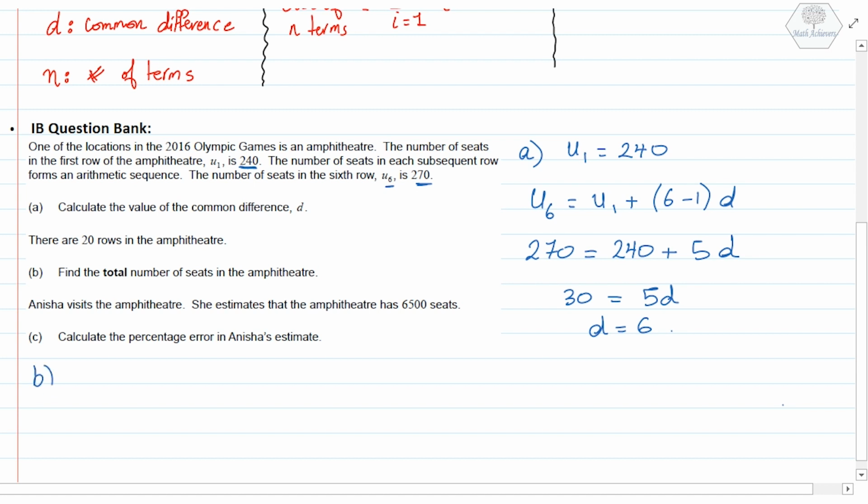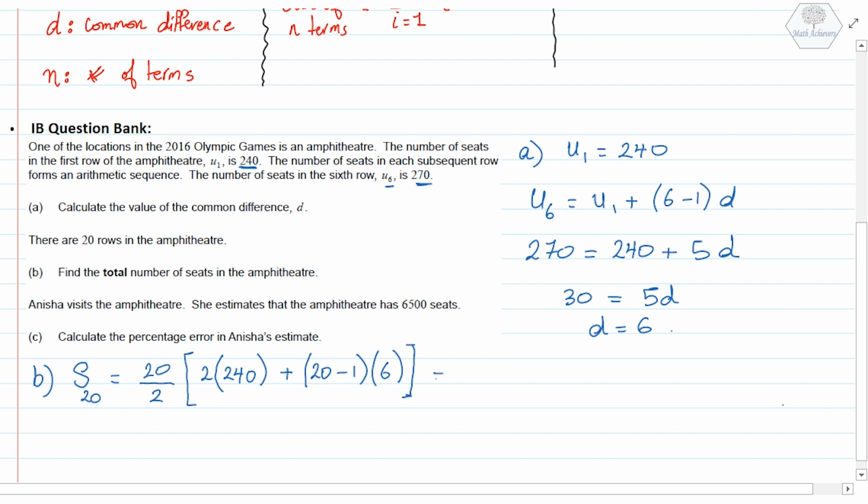Now let's go to part B of the question. There are 20 rows in the amphitheater. We need to find the total number of seats in the amphitheater. So we need to use the sum of n terms formula. So the sum of 20 terms is simply equal to n over 2. The number of terms is 20, divided by 2, times 2 times U1, which is the first term. I have 240, plus n minus 1 times D, I have the n to be 20, minus 1 times the common difference. I already found the common difference, which is 6.